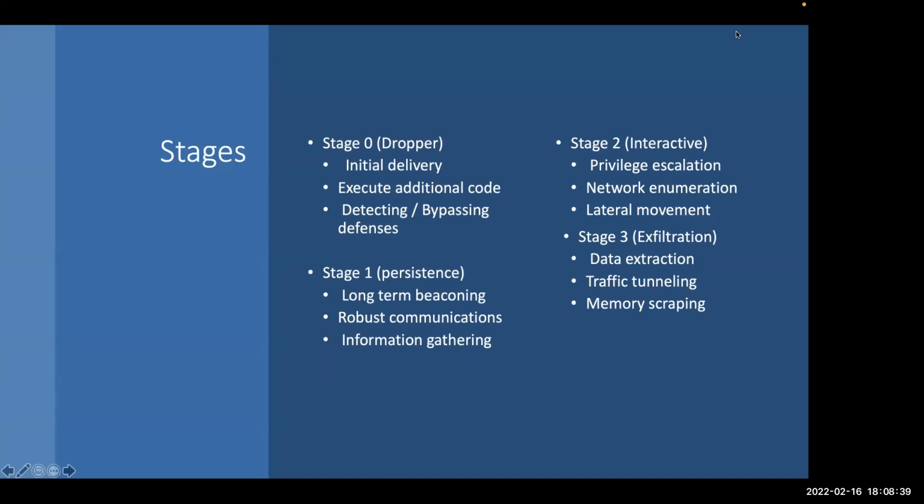Stages. I would say that stage 0 and 1 are the most important. The reason is that stage 0 is the initial delivery of the implant itself. So you need to bypass the antivirus, because if it gets detected, it's over. Once you bypass the defenses, you get to stage 1, where you want your implant or malware to be persistent on the system.